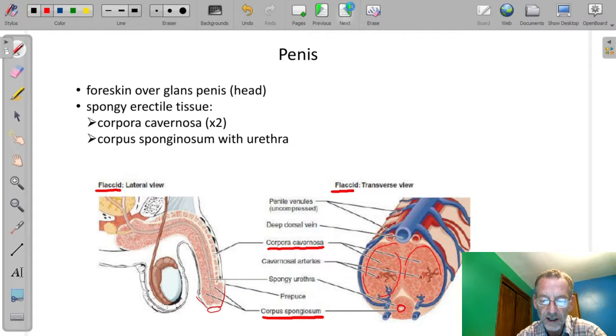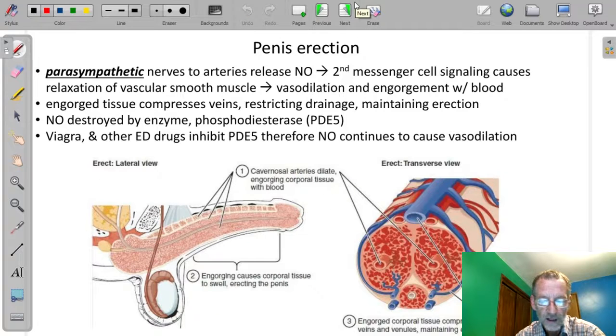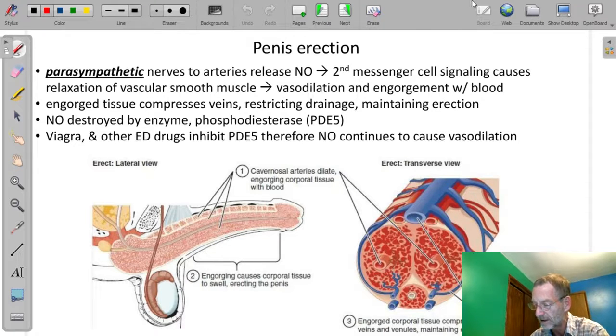Okay, so the next slide looks at the non-flaccid or the erect penis. And I thought it would be interesting to go through this and talk a little bit about how the penis becomes erect. I think it's interesting, and I think you ought to know about it. So it's under parasympathetic control. It starts with control by the nervous system.